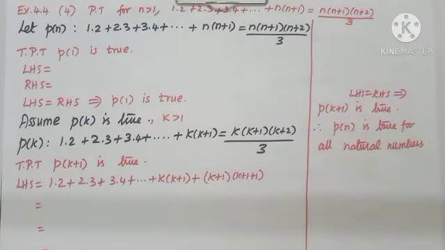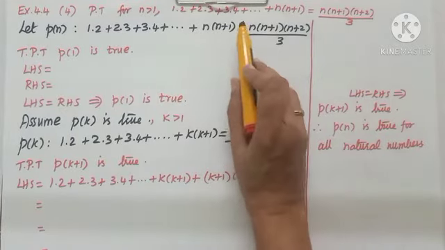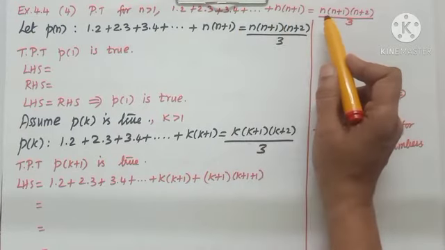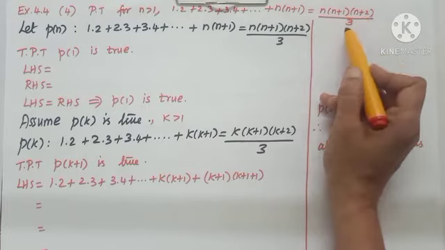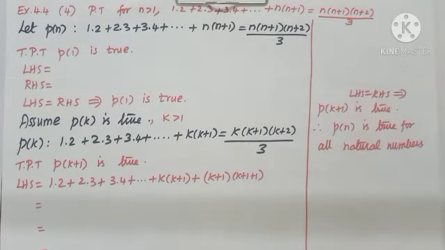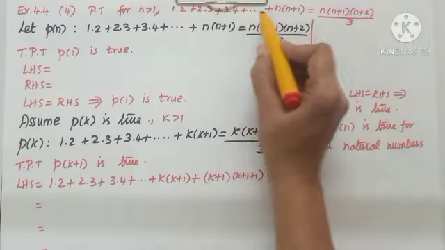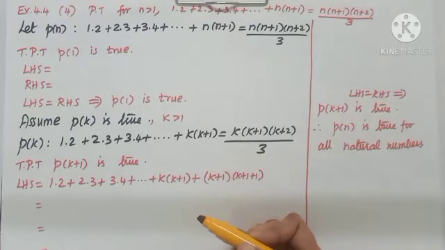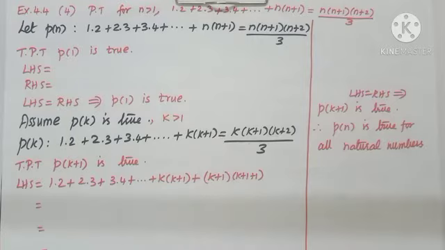Exercise 4.4, question number 4. Prove that for n greater than 1, 1 into 2 plus 2 into 3 plus 3 into 4 and so on up to n into n plus 1 equals n into n plus 1 into n plus 2 by 3. Let P of n be the given statement. Copy as it is.